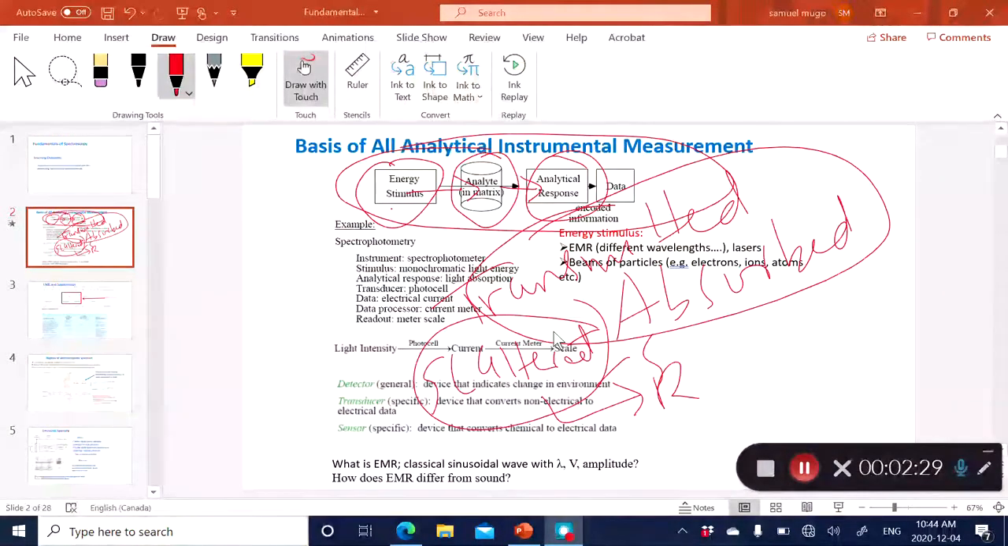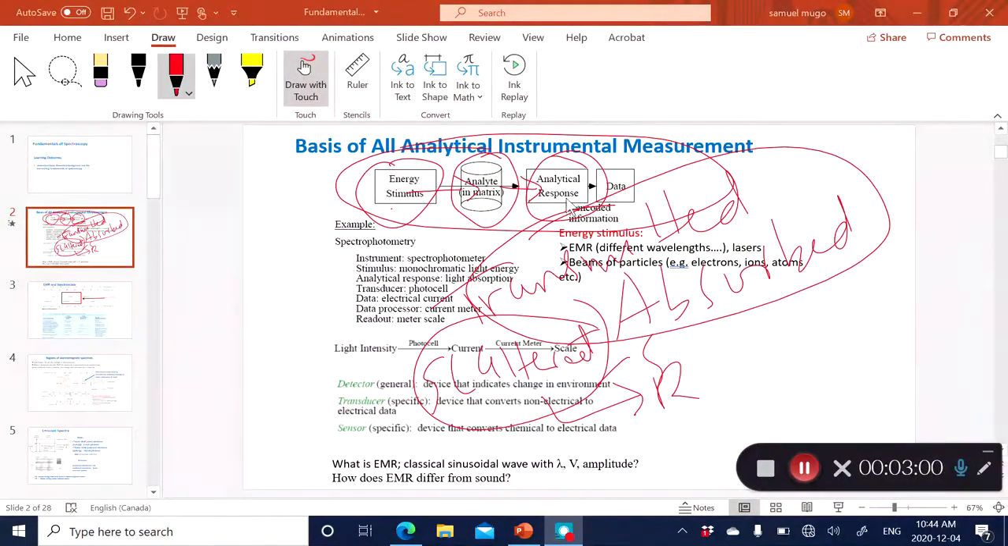But the typical instrument, like I've said, contains an energy source. In spectroscopy, that would be a light source. Of course, the analyte that is being analyzed, and then a detector, which is another heart of the instrument. And of course, the data often these days is transmitted to a computer. Okay, so take note of that fundamental aspect of all instrumentation devices out there.